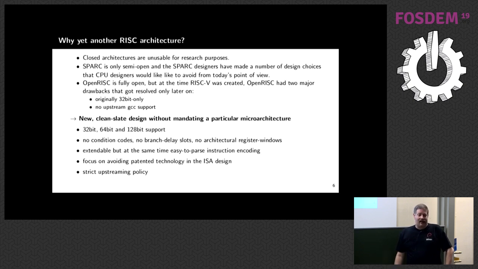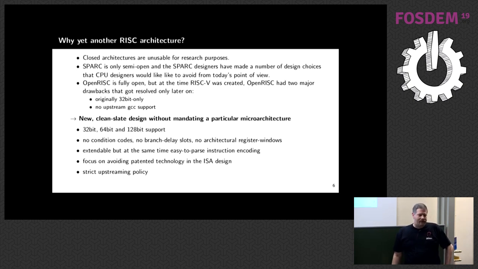RiscV has been designed to avoid some of the decisions that older architectures have had. It's designed to be easily parsable, to be easily implementable, and to be extendable at the same time. We'll get to the extensions in a few minutes. One thing that's important is that RiscV follows a strict upstreaming policy, so all toolchain stuff is handled in upstream. So we don't want 5,000 forks of binutils, compilers, whatever. We want to have everything standard in upstream.